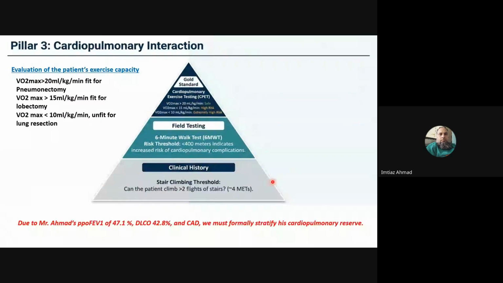Now, the third pillar is cardiopulmonary interaction. In this step, evaluation of the patient's exercise capacity is measured. After clinical history, the patient is subjected to some exercises like the stair climbing threshold, and if the patient can climb 2 flights of stairs, his metabolic equivalents is approximately equal to 4 METs. If his METs are less than 4 but more than 2, then the patient is subjected to a field test or 6-minute walk test. During this test, the patient will have to cover some distance.